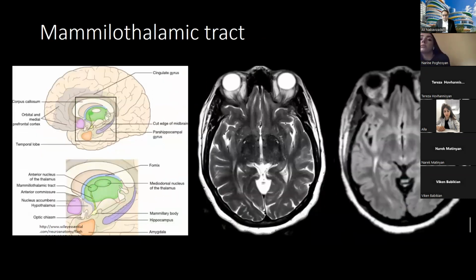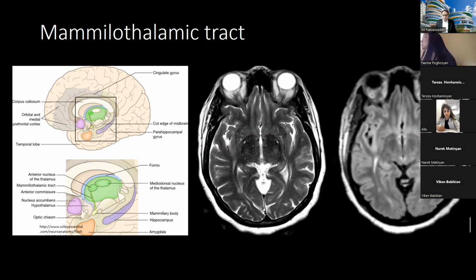Another tract that I want to emphasize for you is the mammillothalamic tracts. If you look carefully on these T2 weighted images, you can see 4 dots. Basically, the anterior dots are the fornices, and the posterior 2 dots are the mammillothalamic tracts. And you can see the 4 dots also very clearly on FLAIR. Again, fornices and mammillothalamic tracts.